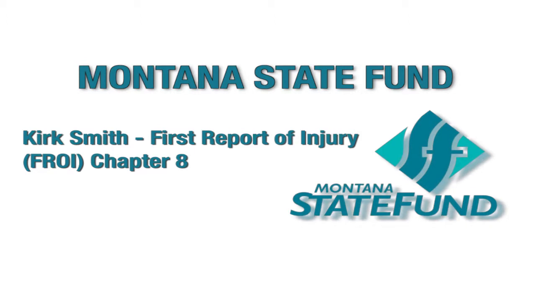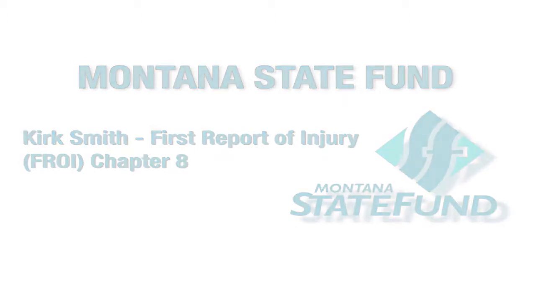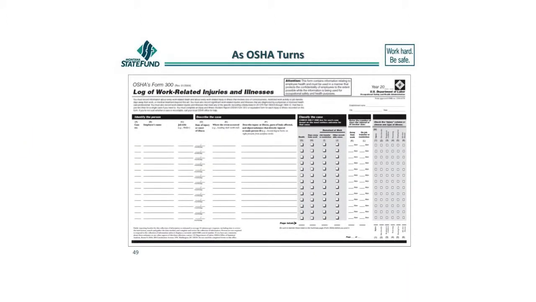You're going to track your days away, and you're going to track your restricted transfer activity. You're going to count only up to 180 days. And the reason for that is, in the past, you could have somebody that was out of work for 2 or 3 years. Every 30 days you'd have to go back in there and re-add up that column, and it doesn't make sense.